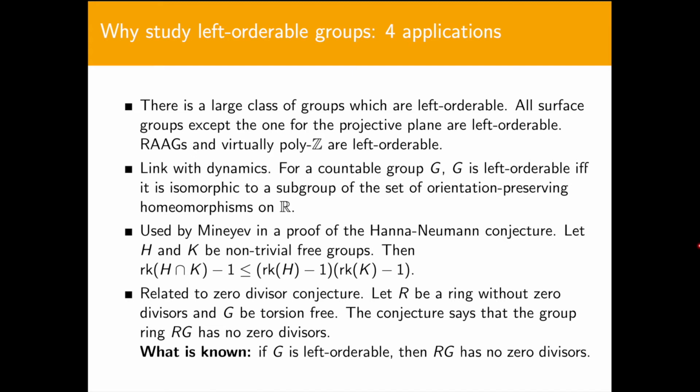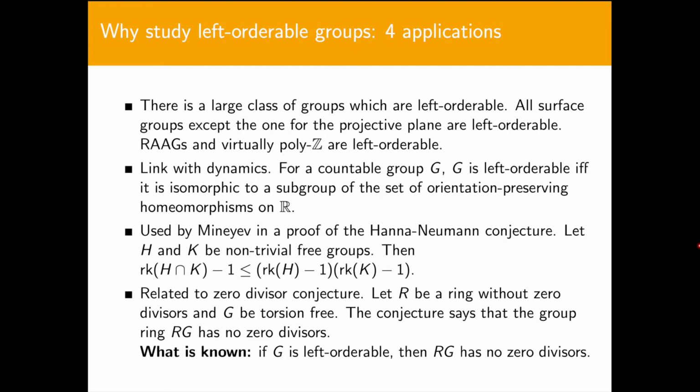Third, left-orderable groups were used by Minasyan in a proof of the Hanna Neumann conjecture. So the conjecture says that if H and K are non-trivial free groups, then the rank of H intersect K minus 1 is less than or equal to the rank of H minus 1 times the rank of K minus 1.